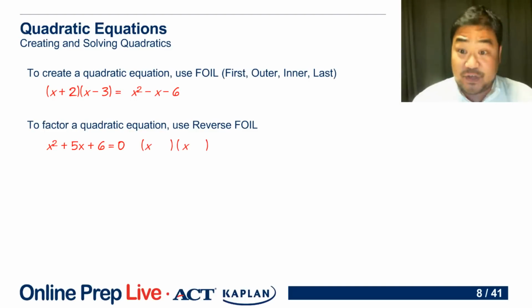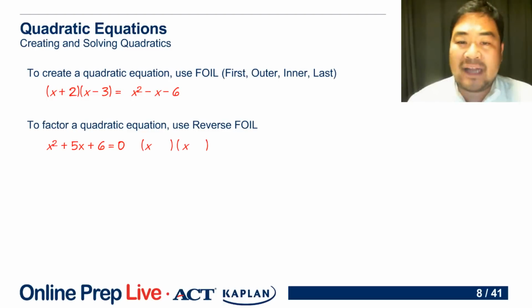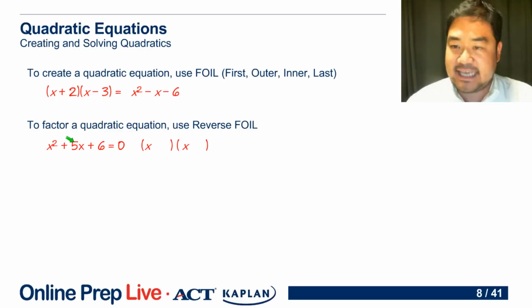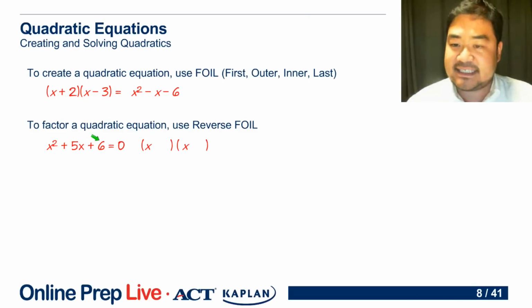So we can literally fill that in the first spot. And now here's the slightly harder part. Then to figure out what the other numbers are going to be, you ask yourself this. What two numbers will add together to get the middle term, in this case 5, and will multiply to get the last term, in this case 6?